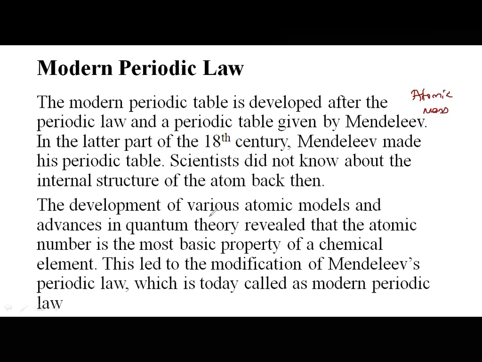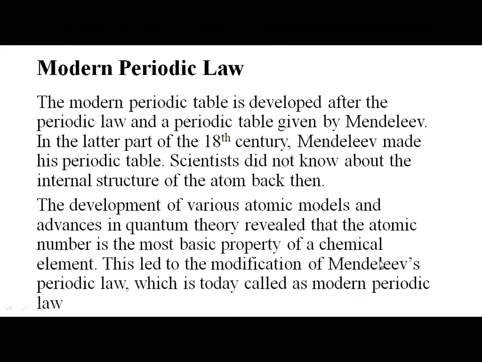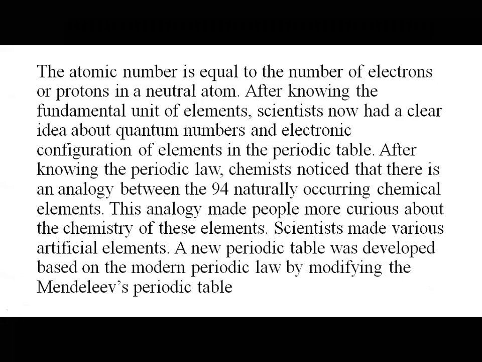So the development of various atomic models and advances in the quantum theory revealed that atomic number is the most basic property of an element. This led to the modification of Mendeleev's periodic law, which is today called the modern periodic law. So we know what atomic number is. The atomic number is equal to the number of protons or electrons in a neutral atom. After knowing the fundamental unit of an element, that is the atomic number, scientists now had a clear idea about quantum numbers and the electronic configuration of the elements in the periodic table.